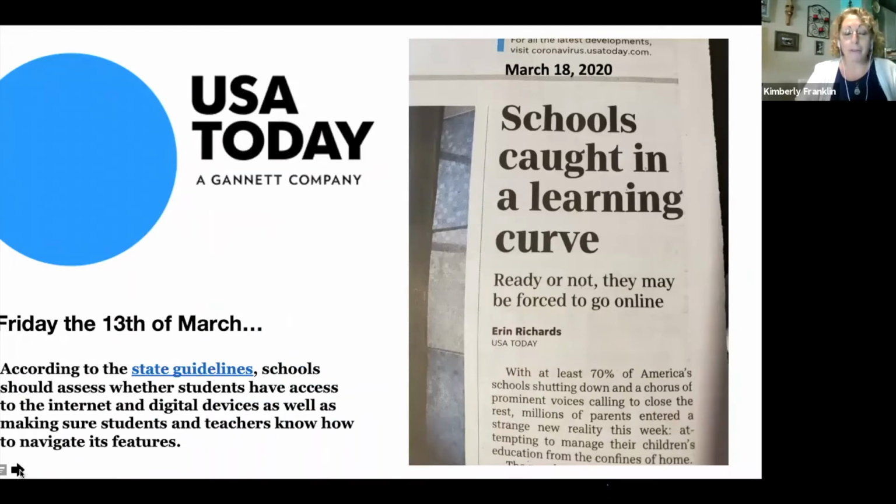So on Friday the 13th, that was the day it changed our lives forever. It was the last day with our classes, and we saw our students for the very last time. We tried to equip them for what we thought was going to happen. Never would we have imagined that this was going to happen. But of course, our classrooms look very different now.